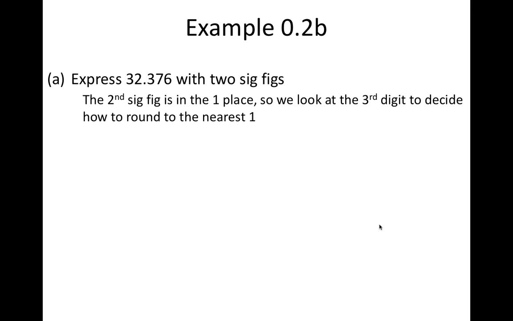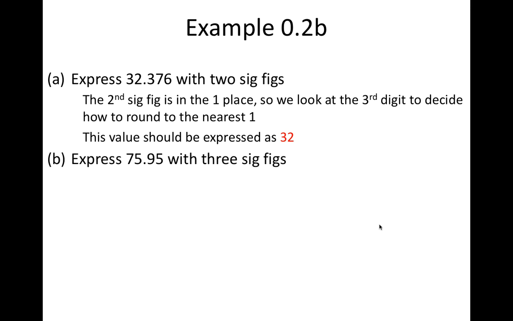You will also need to be able to round measurements to the appropriate number of sig figs. Part A asks us to round this number to two sig figs. The second sig fig is in the ones place. So we're going to need to round according to the number in the tenths place, the next digit after the place that we're trying to round to. So we look at the third digit to decide how to round to the nearest ones place. So we should express this value as just 32.